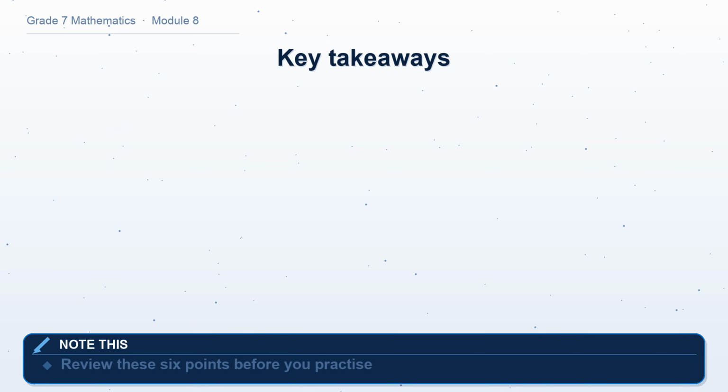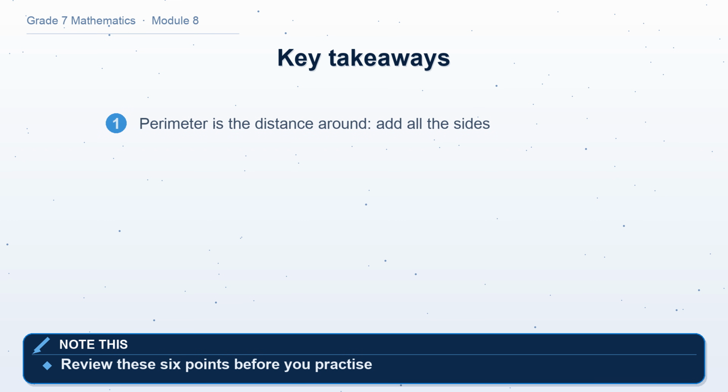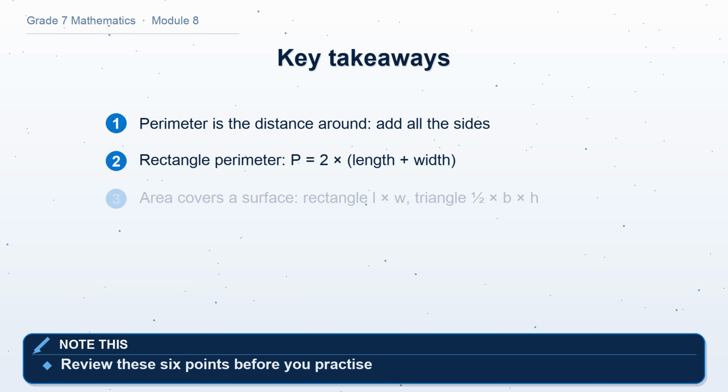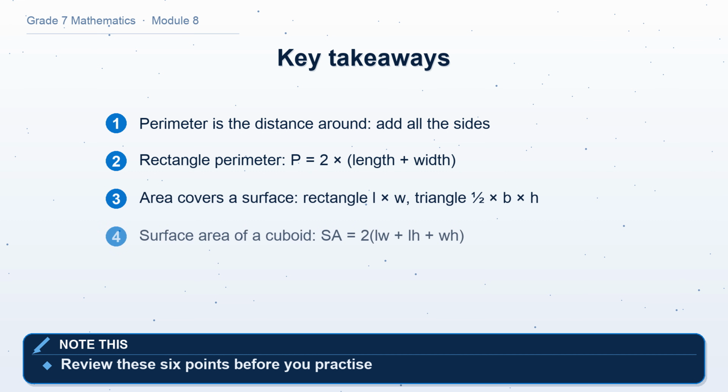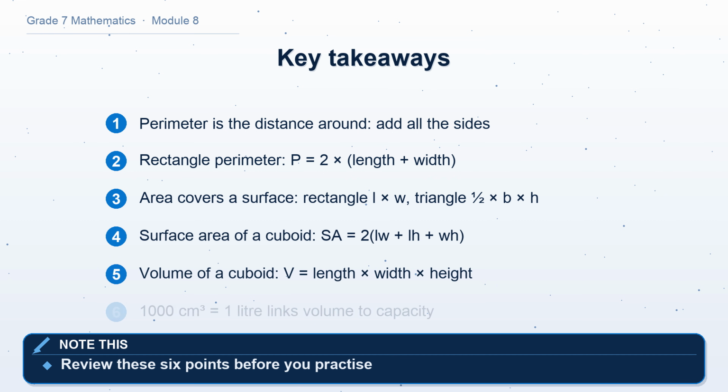Here is a quick summary of the key ideas. Perimeter is the distance around a shape found by adding all the sides. For a rectangle, that is 2 times the sum of length and width. Area measures the surface, length times width for a rectangle, and 1/2 base times height for a triangle. The surface area of a cuboid adds all 6 faces in 3 pairs. Volume is length times width times height, and 1,000 cubic centimeters make 1 liter.